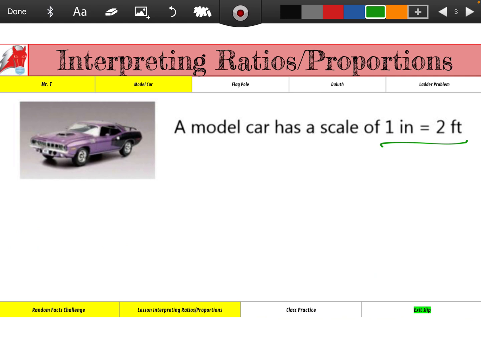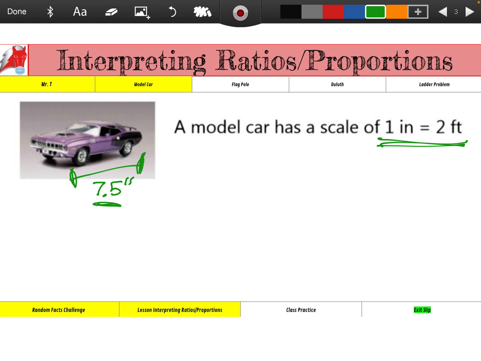Maybe I say the whole length of the car, from there to there in the model, is 7.5 inches. My question is, how long is the actual car? Knowing the scale and what the model is, see if you can figure it out. I'm going to give you a second. Pause the video and see if you can figure out the actual length of the vehicle, knowing that the model car is 7.5 inches long.